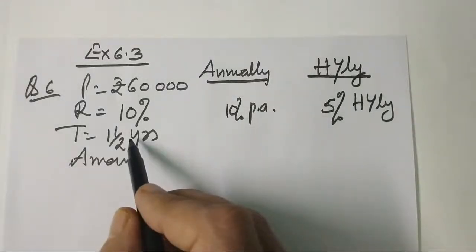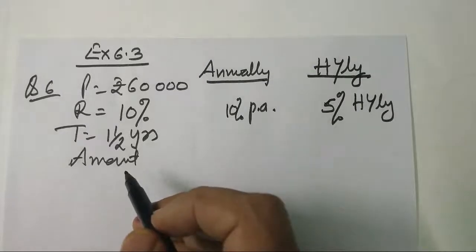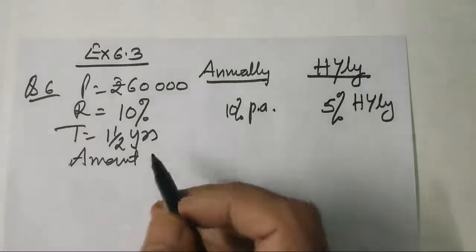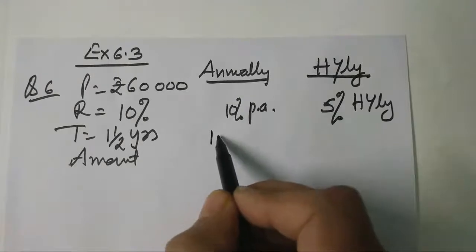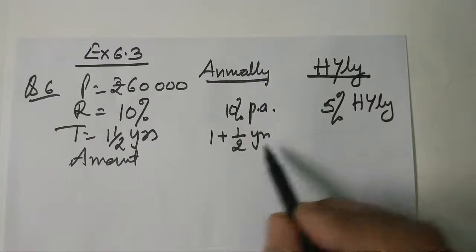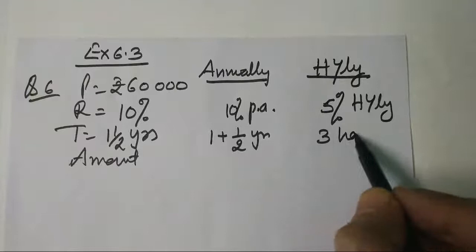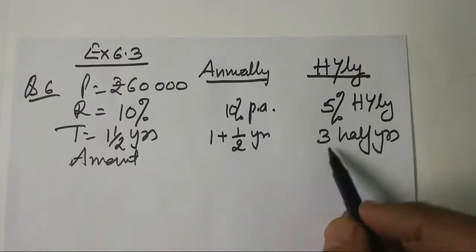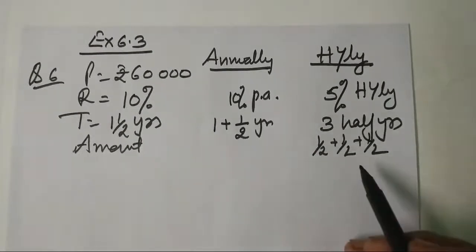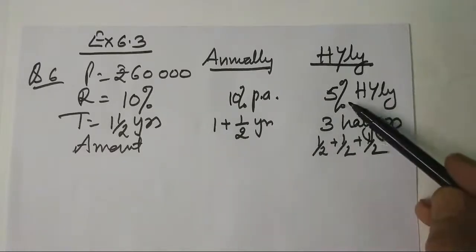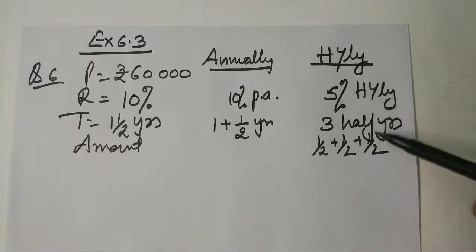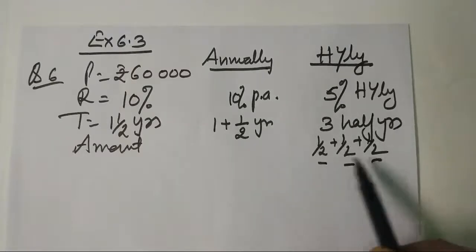Time is 1.5 years. So in annually, you have to find the amount he would be paying after 1.5 years. Time is given 1.5 years, so we will use 1.5 only. It will be solved as 1 plus half years. And in half yearly, it will become 3 half years. 1.5 means half, half and half. There are 3 halves. So the rate of interest will become 5% for 6 months, 5% for the next half year and 5% for the next half year. So there are 3 half years.